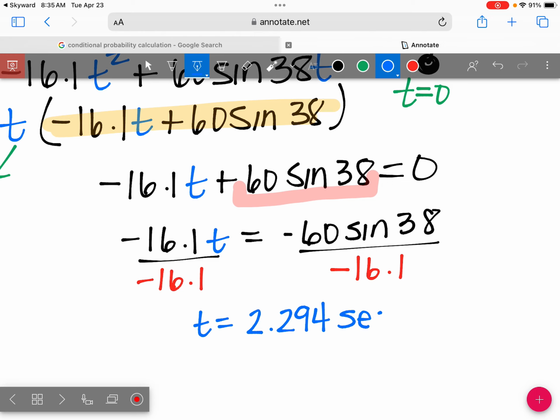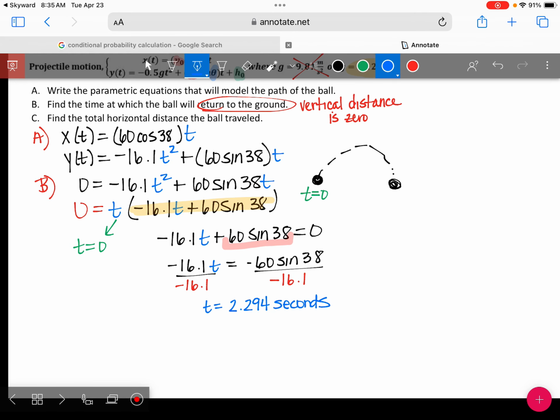So who got 2.294? So that would be your answer to part B. Because part B says, find the time at which the ball will return to the ground. So I kicked it, and the time that it's going to take for it to hit the ground is about 2.294 seconds.